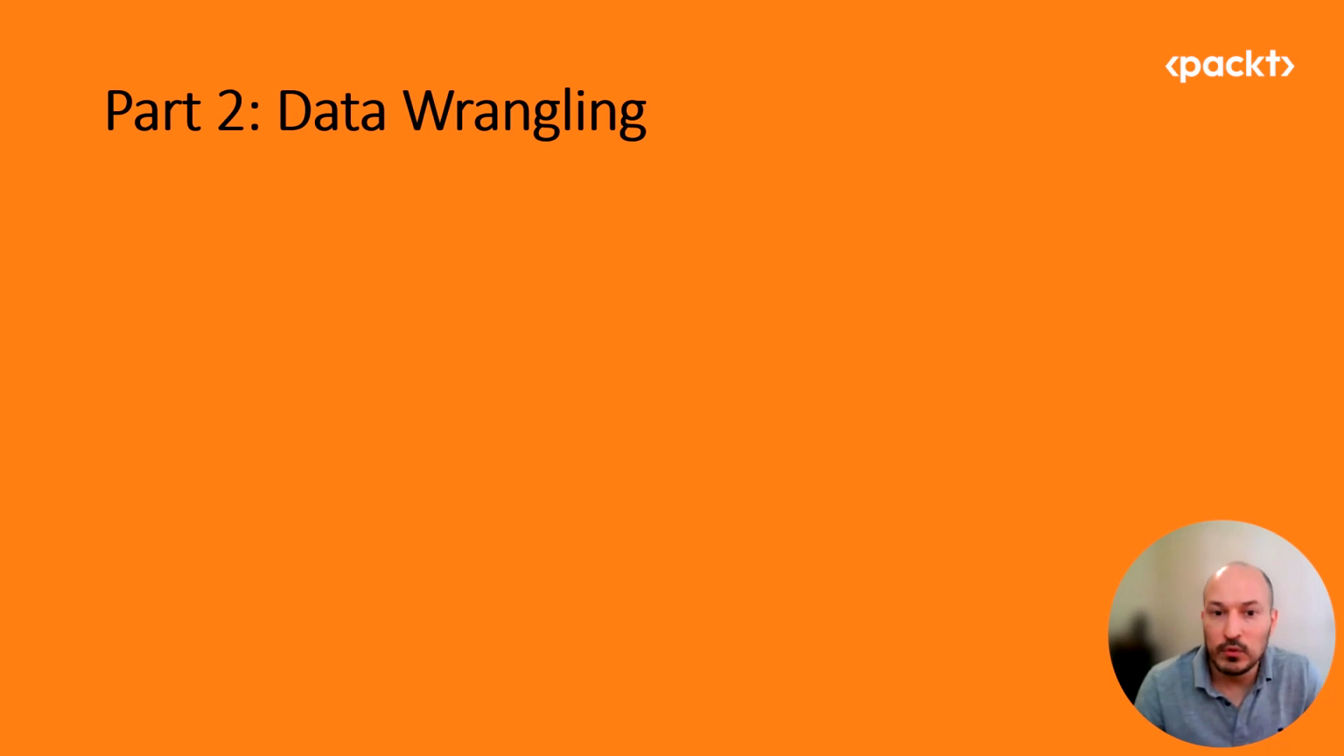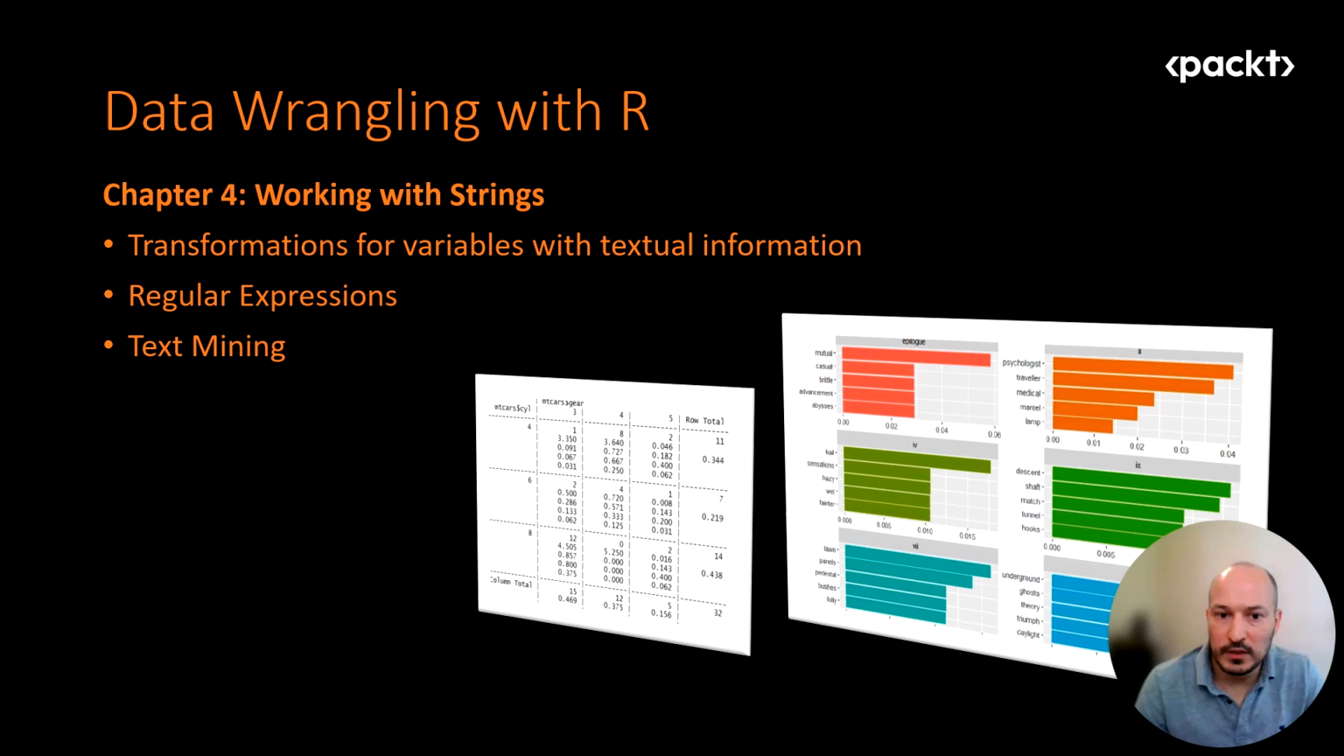Then we will go to the second part of the book, that is its core. It's the data wrangling part. So the core content of this book is here, and is where I will go over the transformations available for different types of variables, such as text, number, dates. So in chapter 4 we'll be working with strings.